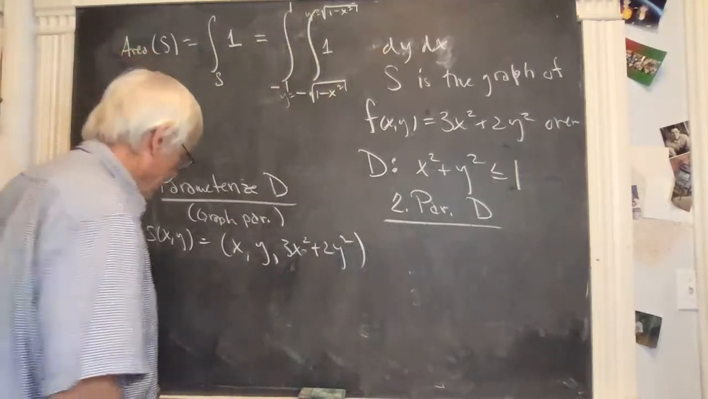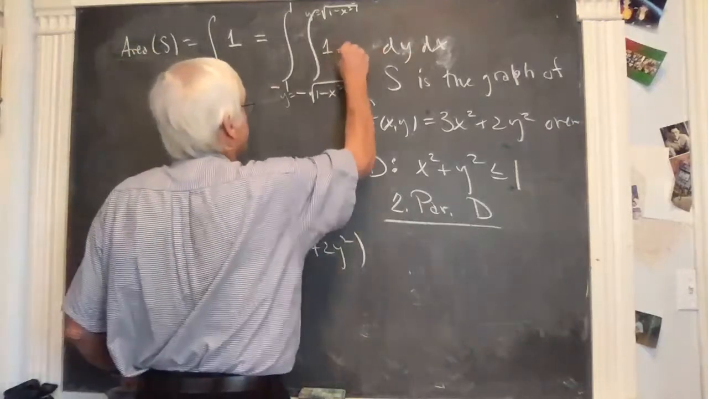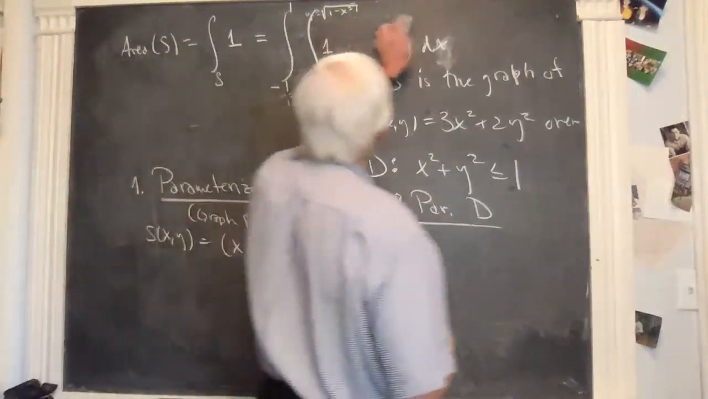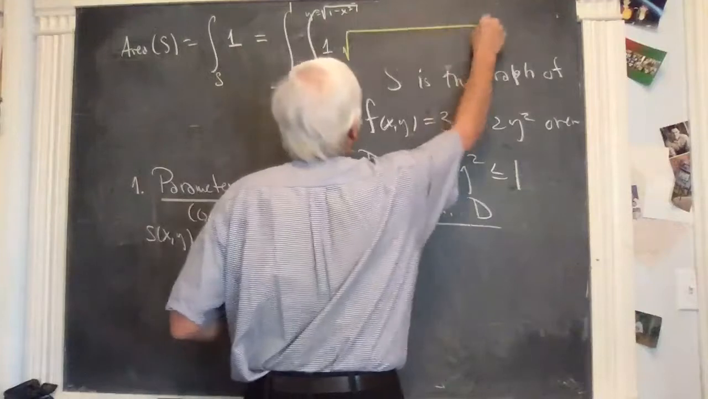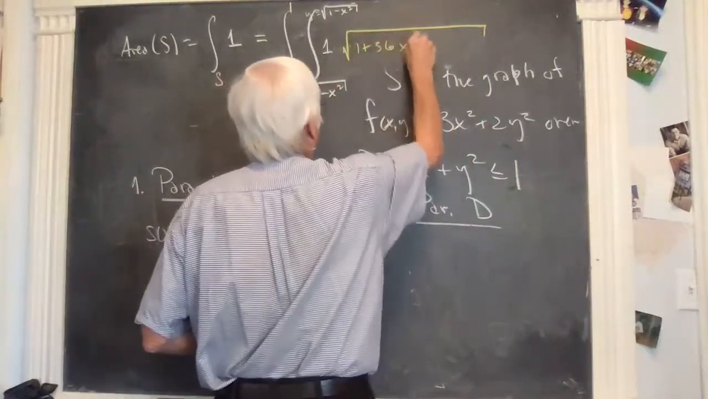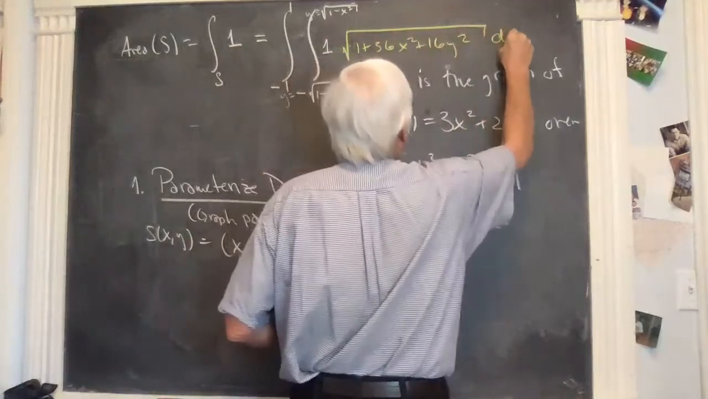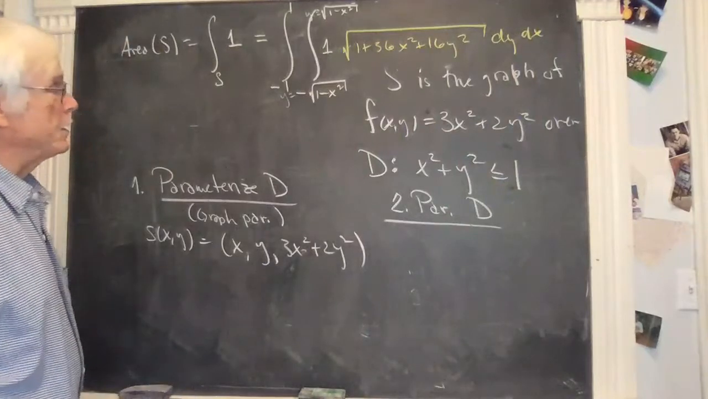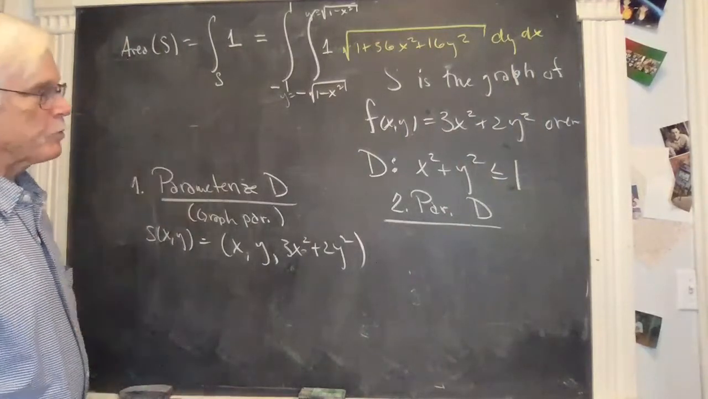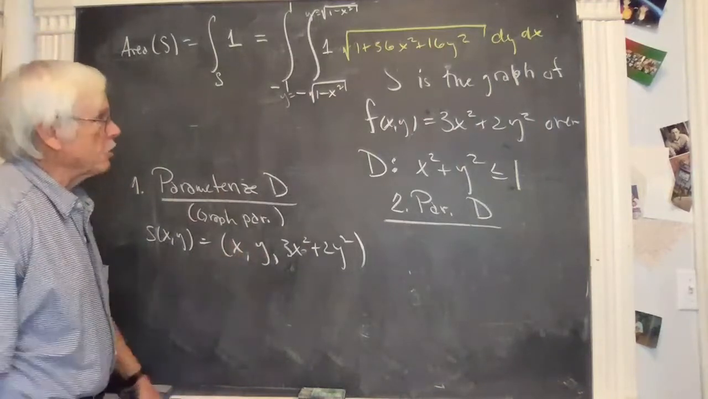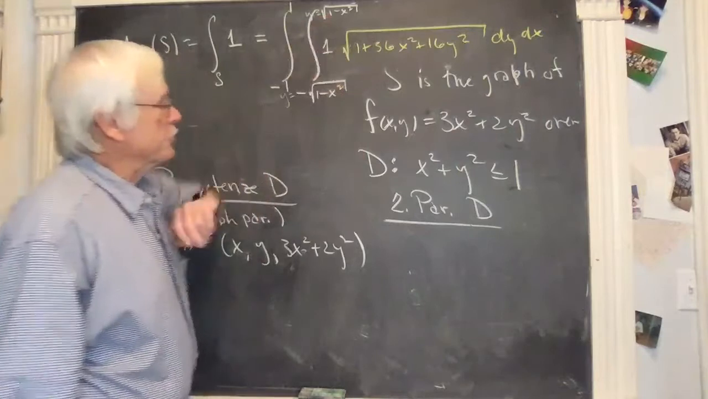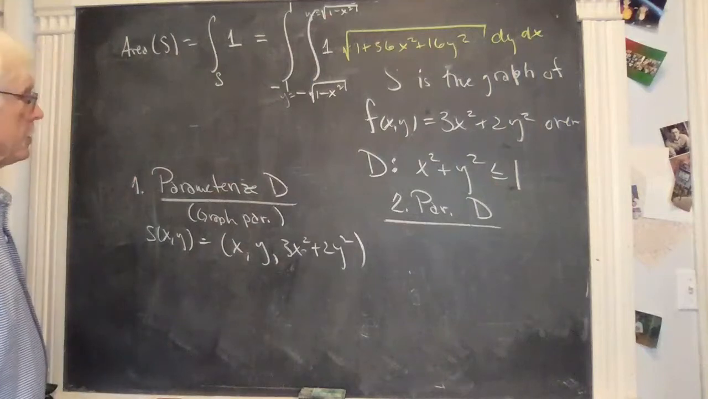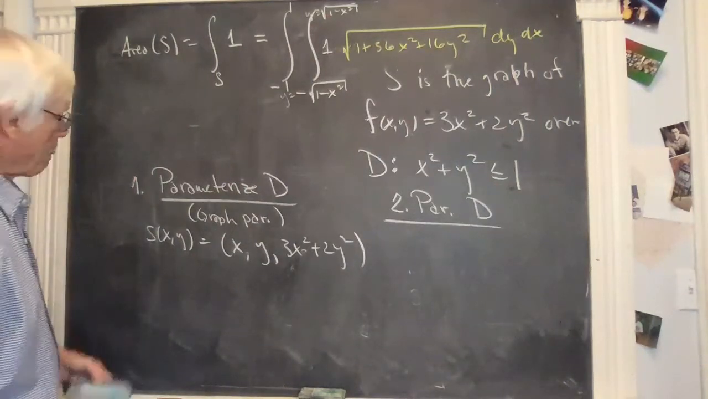So this will do it, but you need this expansion factor that we found before, the square root of 1 plus 36x squared plus 16y squared, if I remember right. This is dy dx. That sets it up. Again, a graph parameterization, a little more complicated because of these limits. And so this is one way to do it.